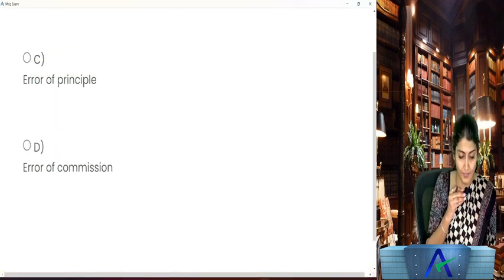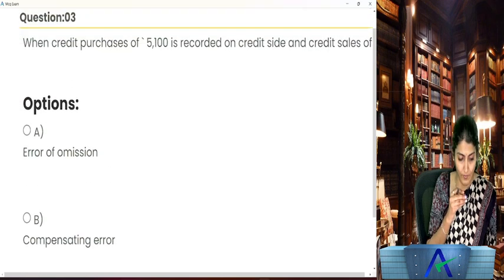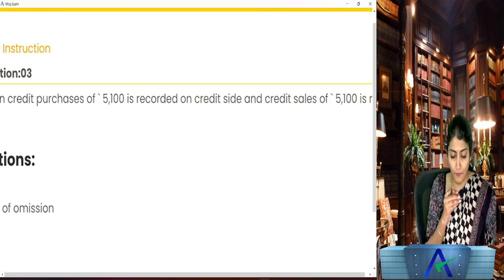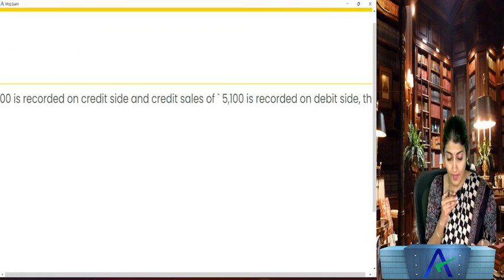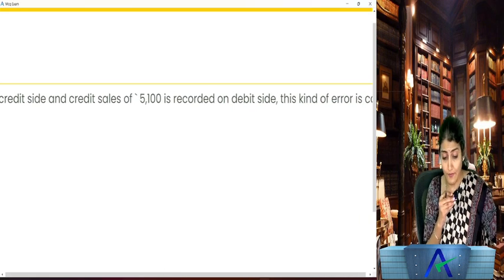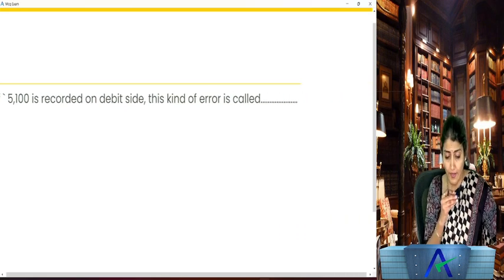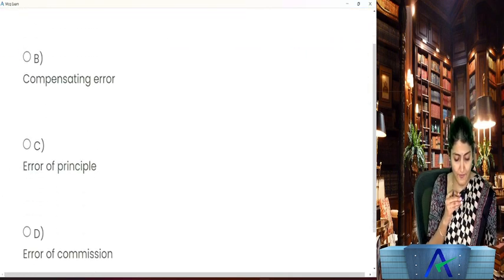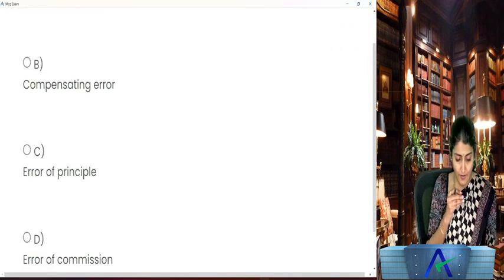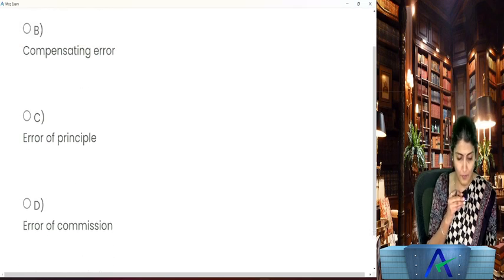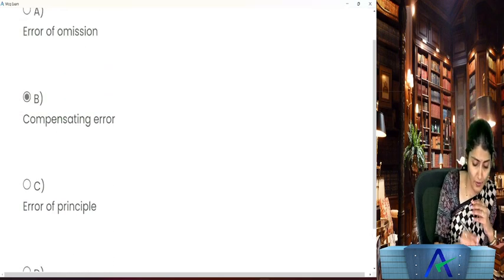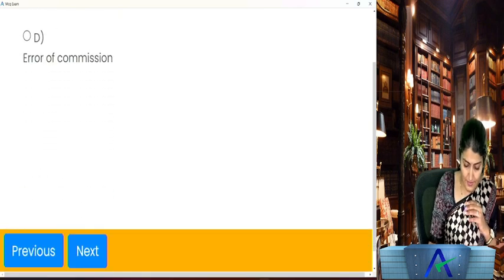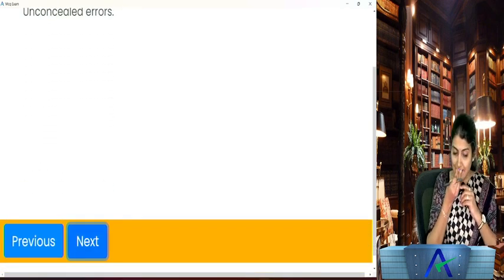Okay, right. Then what does it say? When credit purchases of 5,100 is recorded on the credit side and credit sales of 5,100 is recorded on the debit side, this kind of error is called commission, compensating, principal or omission. Yes, it is called the compensating error, right? It is called the compensating error.